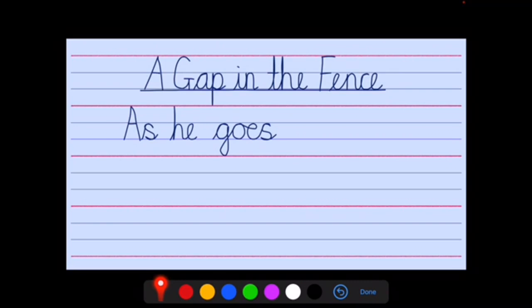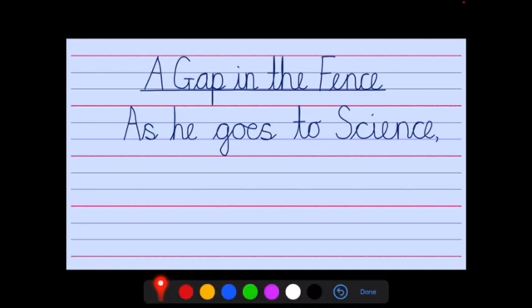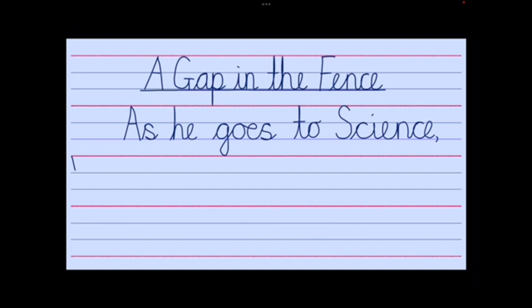To science. To an S and a C at the beginning, because scientists always double check. And the end of the word has ence, just like in fence. Vincent spots. Let's just write that bit. Vincent, dot the I and cross the T, spots.